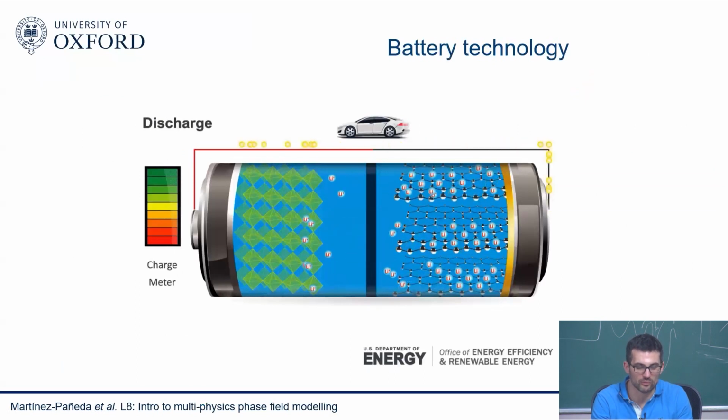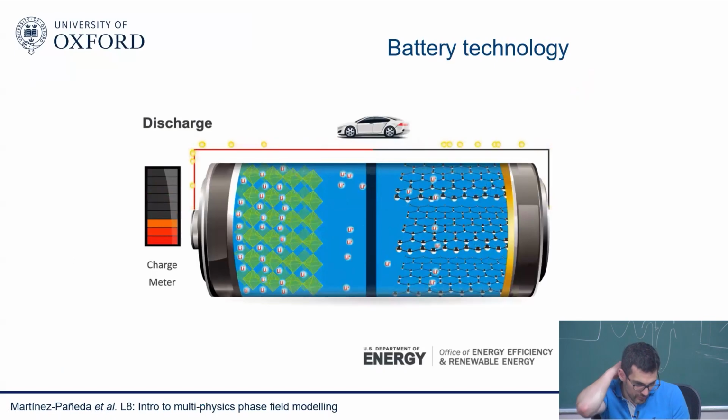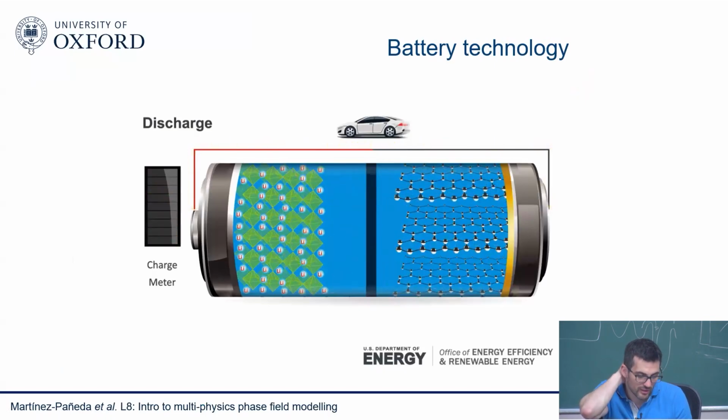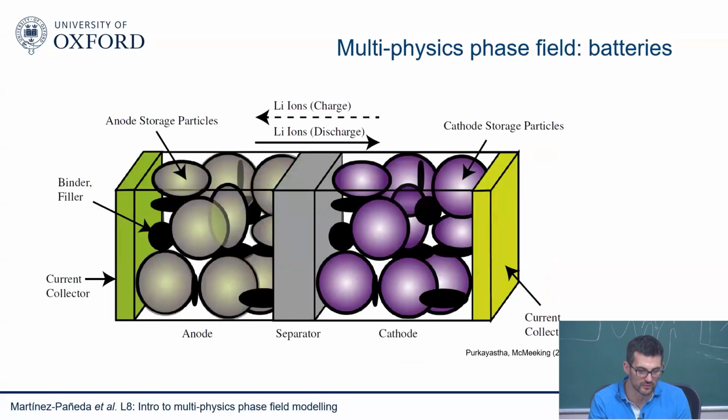I don't think the batteries need a lot of motivation. I know some of you are working on this area. Lithium-ion batteries are key to storing energy, and we have them in our phones, in our laptops, and so on. The way they work is relatively simple, just in case someone hasn't seen it before. In a conventional lithium-ion battery, every time you charge your battery, you have lithium ions that go from the cathode into the anode, and electrons that go the other way around. And when you discharge, you have lithium ions going from the anode to the cathode.